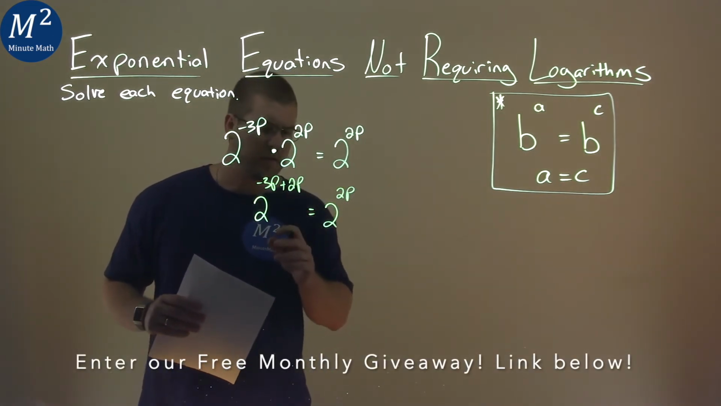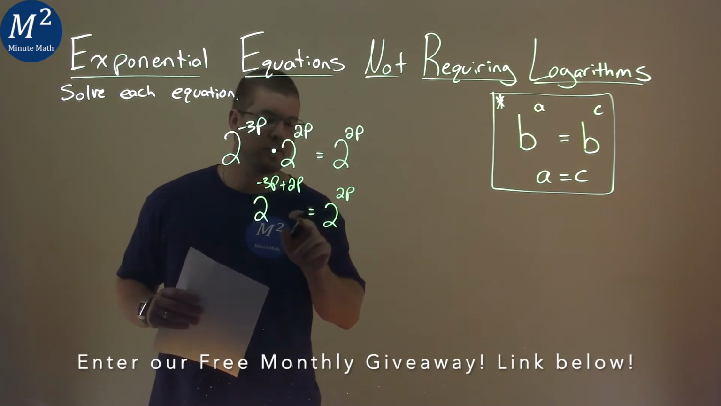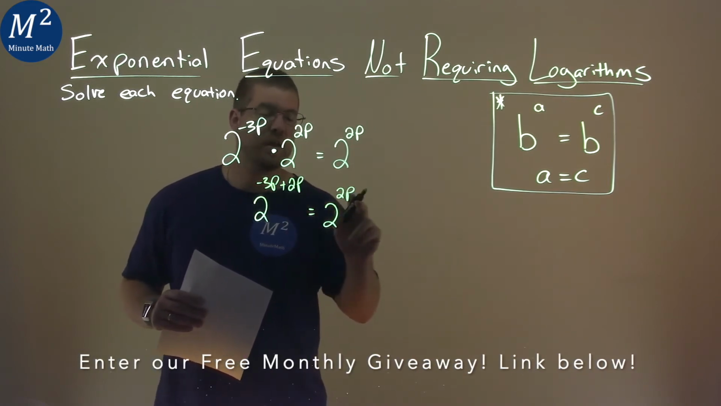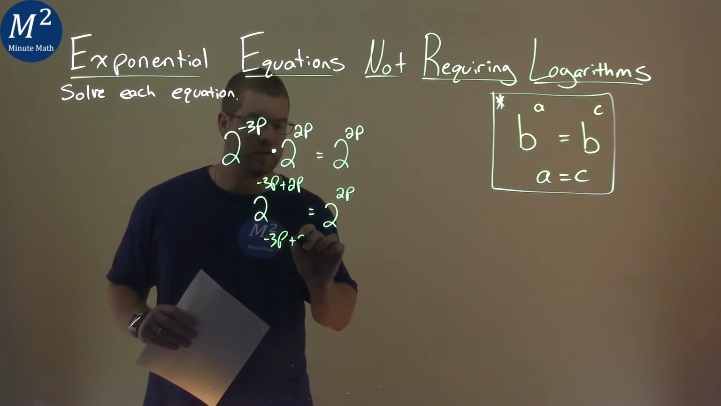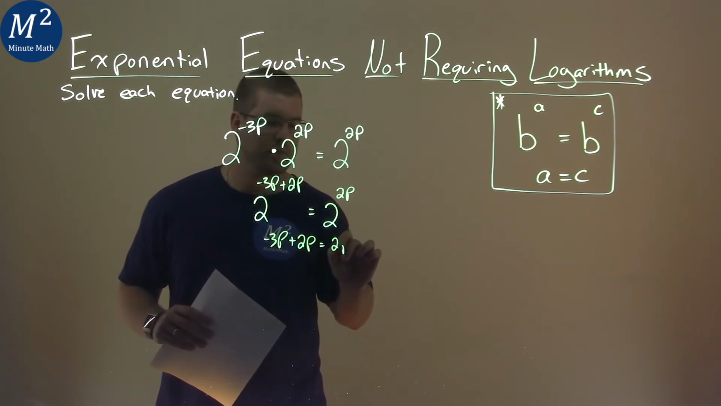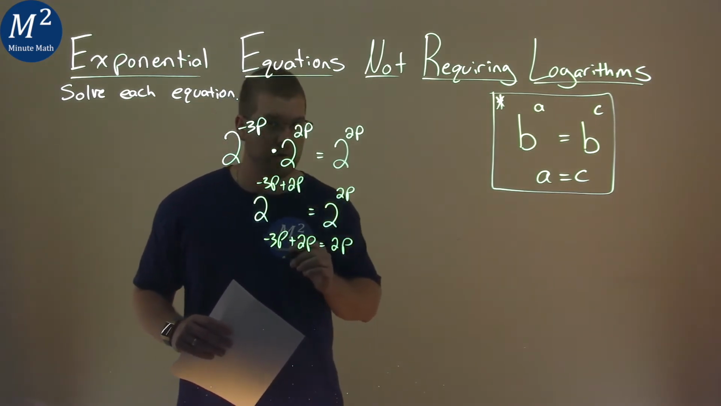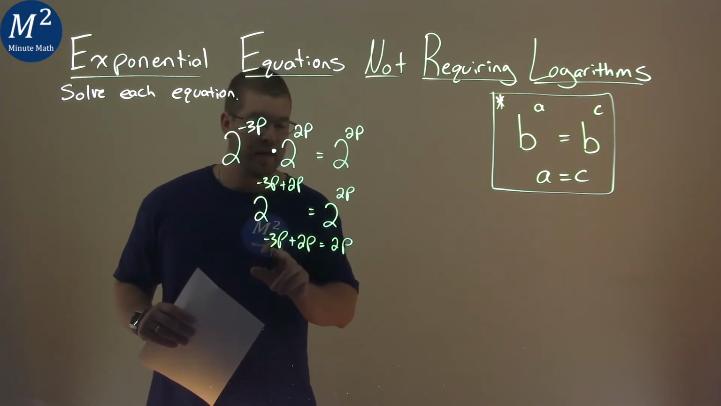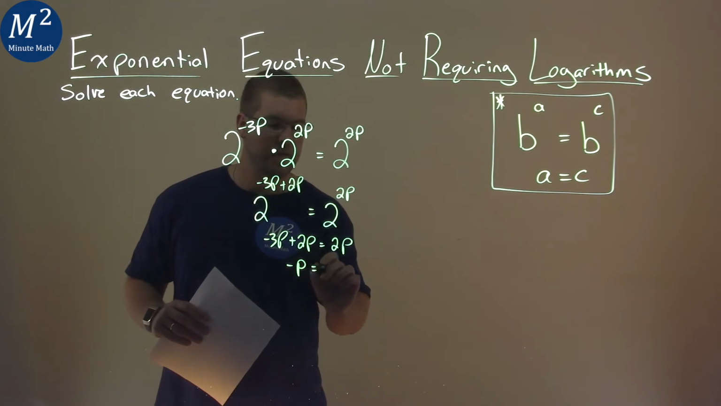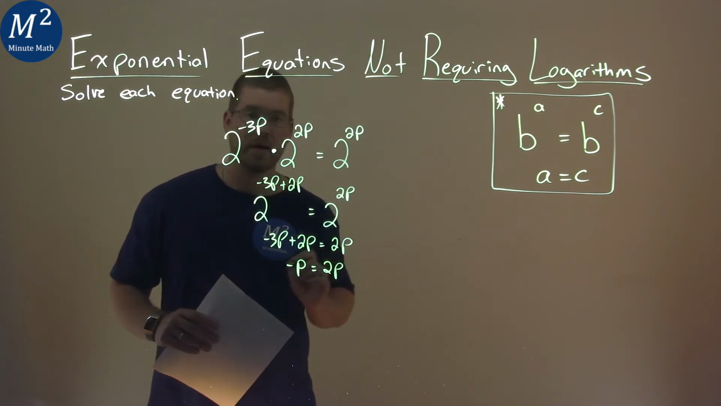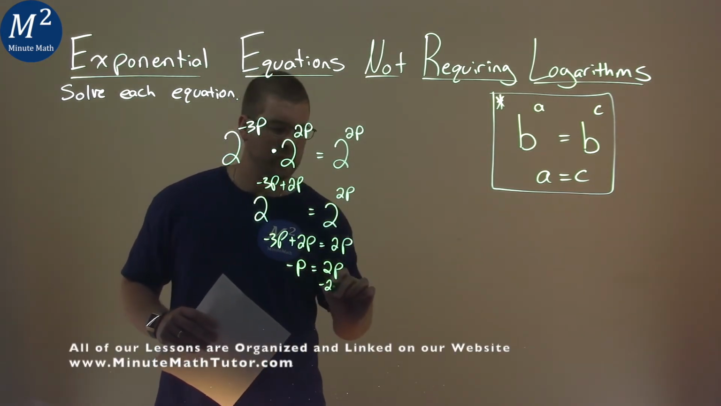Now they also tell us when we have the same base on either side of the equal sign, we can just set the exponents equal to each other. So negative 3p plus a 2p is equal to a 2p. From there, we solve for p. Negative 3p plus a 2p is a negative 1p, and that's equal to a 2p right here. I subtract a 2p from both sides.